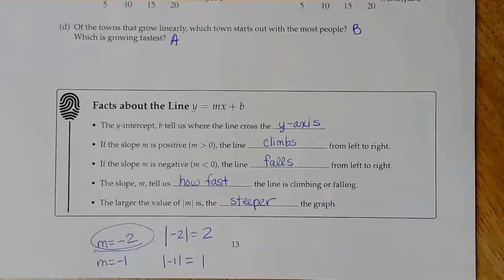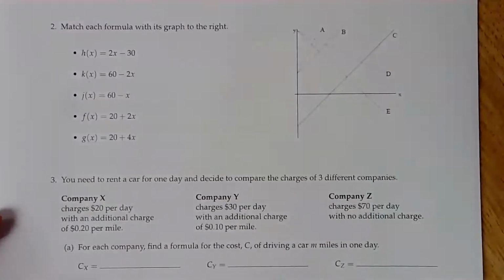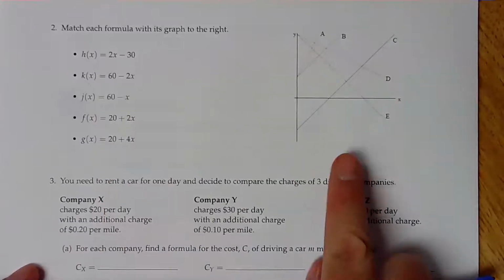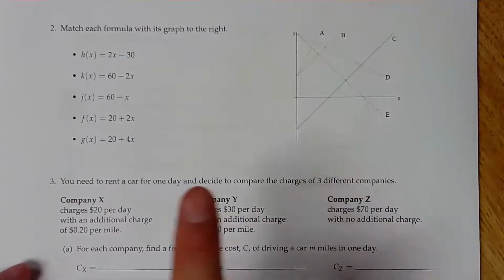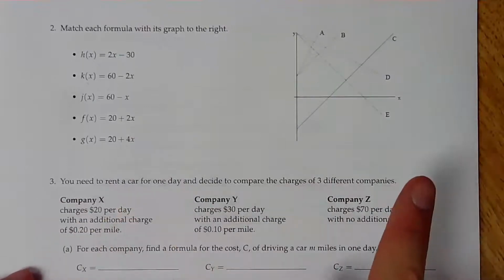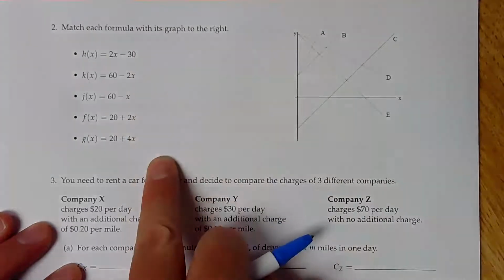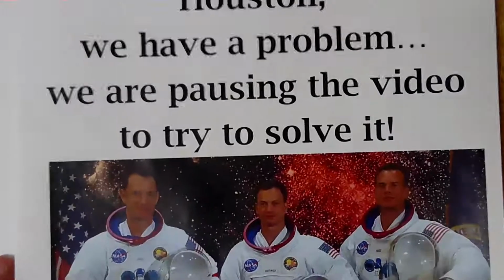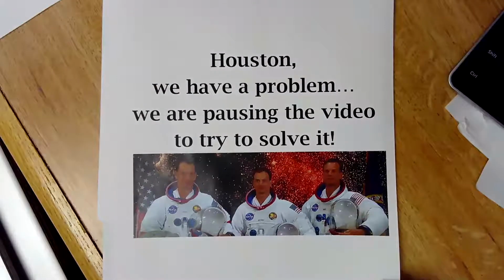All right, so let's put this into practice. What I'd like you to do is turn the page and look at number 2. We've got 5 equations here, and we've got 5 lines, and I want you to see if you can match up which equation goes with which line. These equations all have letters A through E, so just putting those letters here. Let's go ahead and take a second, pause the video, see how you do figuring that out.